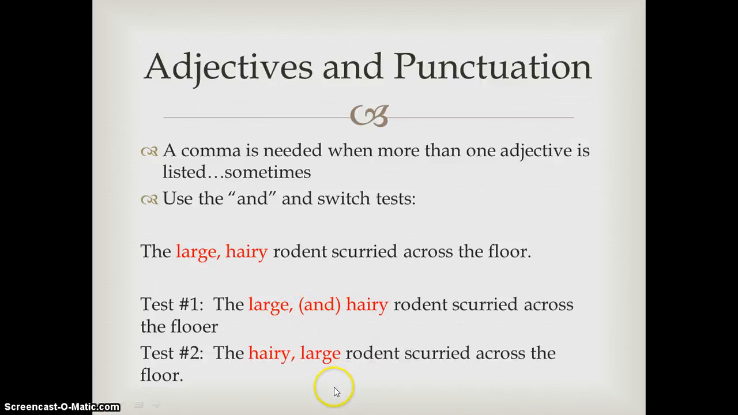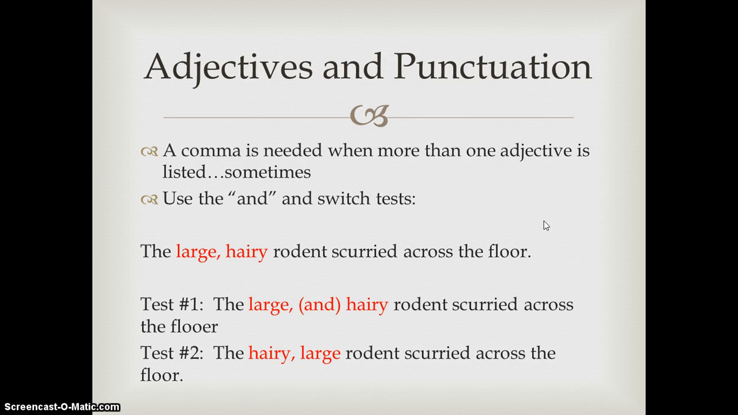The other test is the switch test. You switch the adjectives around. So instead of the large hairy, down here we have the hairy large rodent scurried across the floor. If they can switch and the sentence still makes sense and is grammatical, you need a comma. Okay, so those are 2 tests to help you determine whether or not you need a comma between the adjectives.